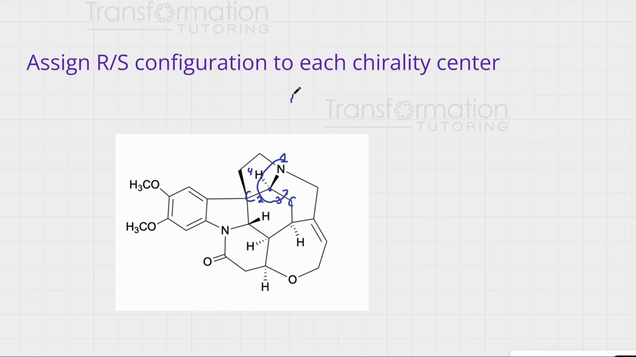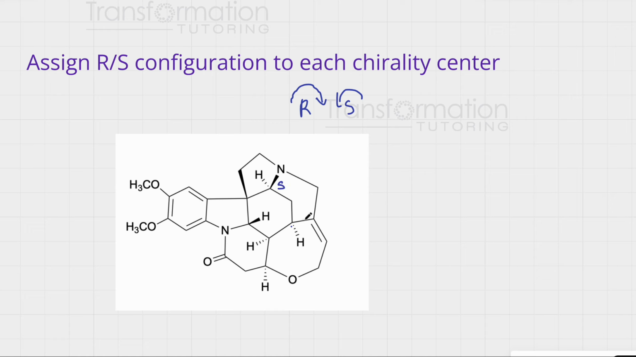When we connect our numbers, if it's going clockwise or to the right, this is R. And if it's going counterclockwise or to the left, this is S. I have to say that your group number 4 has to be on a dash in order for this to be true. So here my group number 4 is on a dash. I connected 1, 2, 3, and I can see that it's going in a counterclockwise direction to the left. And so this configuration should be S. Let's go ahead and erase everything, put S there.